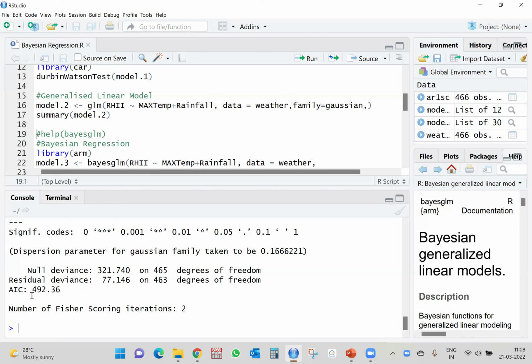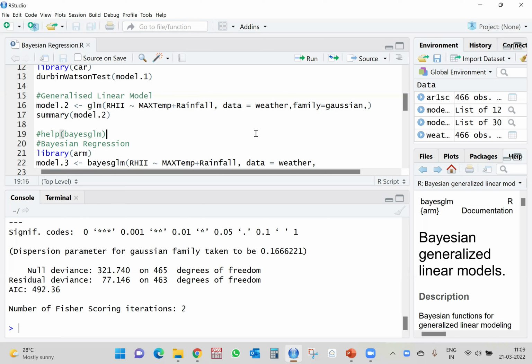Null deviance and residual deviance are, in effect, analogous to residual variance. Anyway, the Akaike information criterion is 492, but that is useful only while comparing different models.